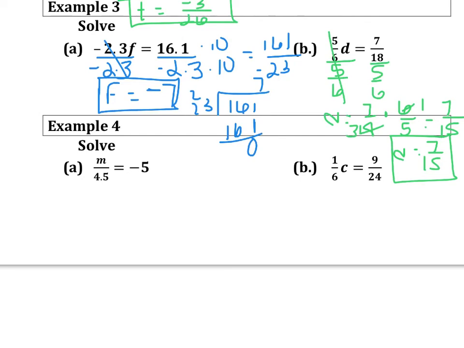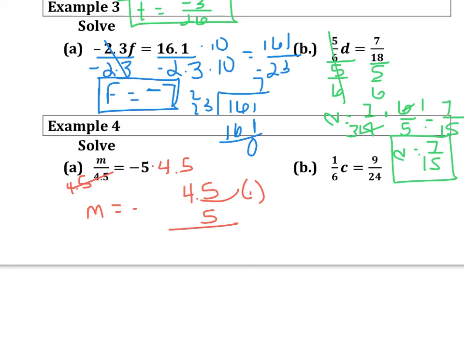In example 4, M is being divided by 4.5. So the inverse of division is multiplication, so we need to multiply both sides by 4.5. We immediately notice that there's a negative on the right-hand side, so we know our answer will be negative. But we're going to need to multiply out 4.5 by 5. So we start with the longer number on top, which will be the 4.5, and then 5 can go beneath it. We move the decimal over one place to make these both whole numbers, and then we multiply normally.